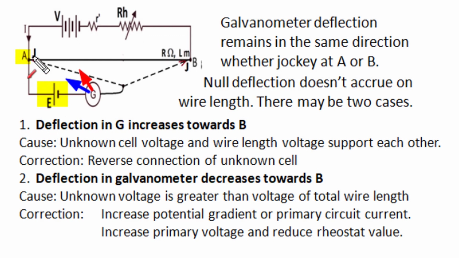So we have to increase the potential gradient in this AB wire, and that can be increased by increasing the current in this AB wire. That is possible by either reducing the current limiting rheostat resistance value or increasing the source voltage in the primary circuit.